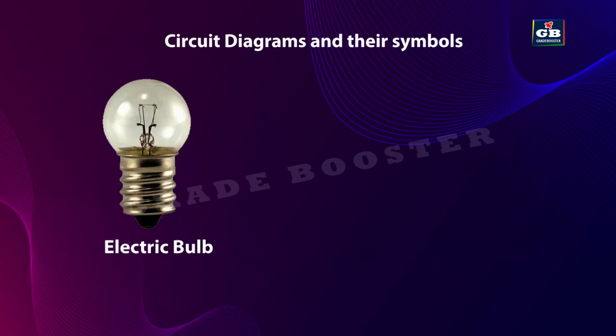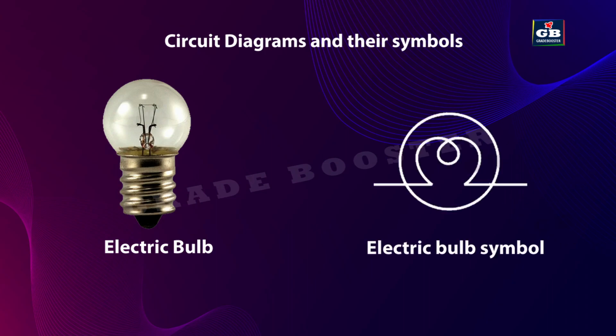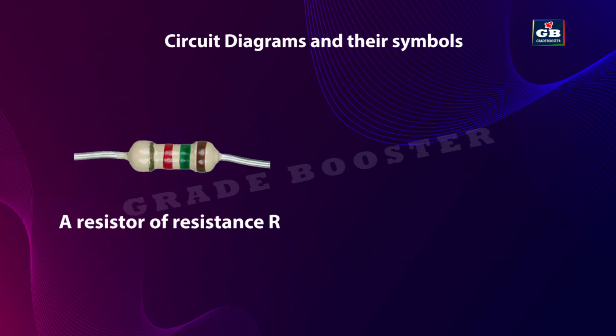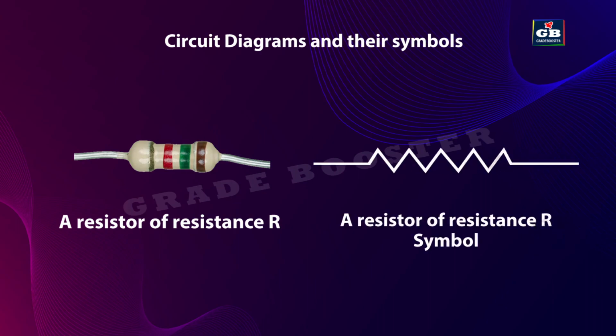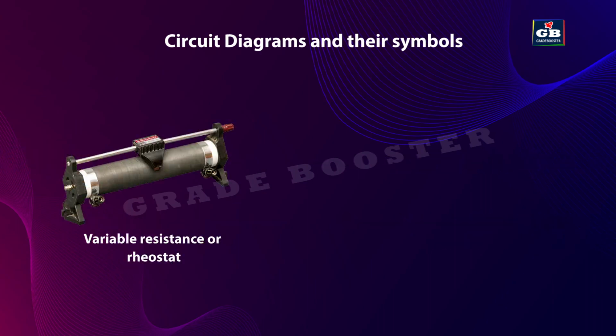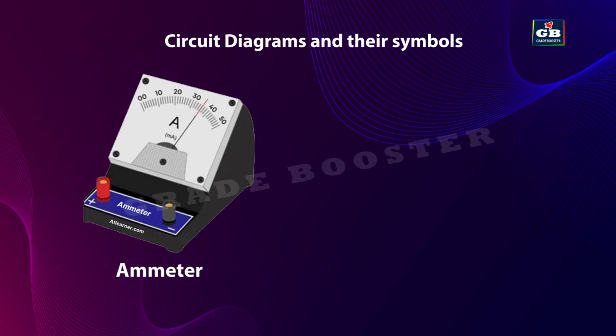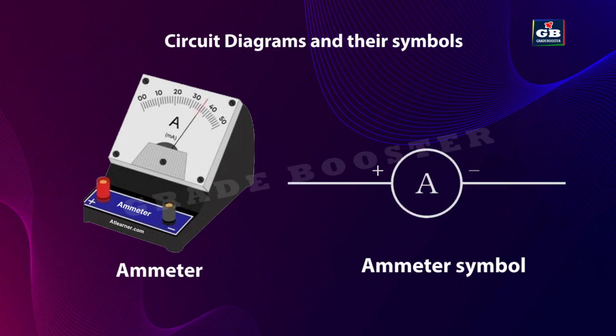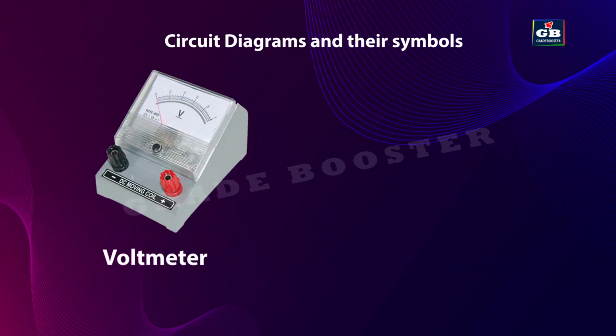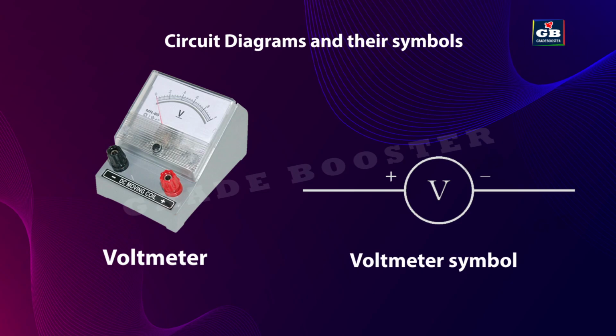Electric bulb and this is its symbol. A resistor of resistance R and this is the symbol of resistance. Variable resistance or rheostat and this is the symbol of it. Ammeter and this is the symbol of ammeter. Voltmeter and this is the symbol of voltmeter. By learning these symbols, you will be able to understand a diagrammatic representation of an electric circuit.